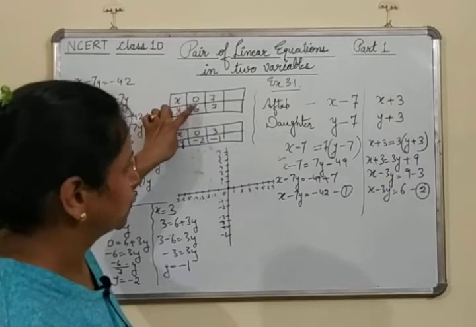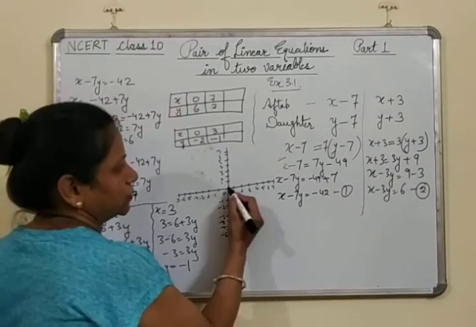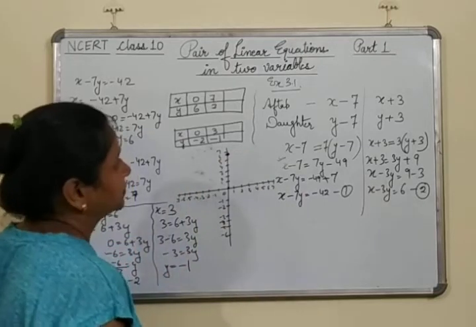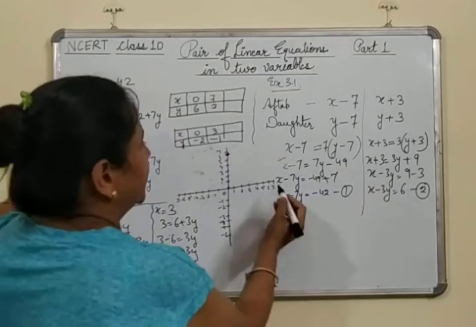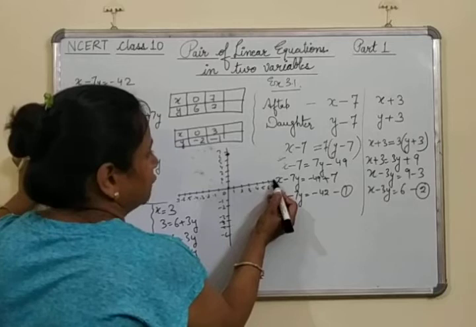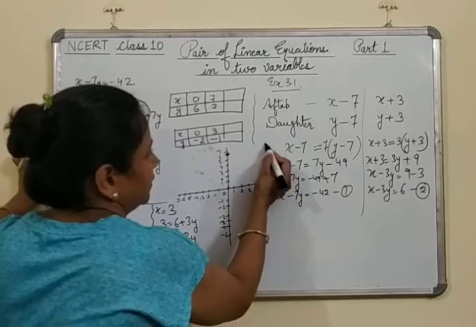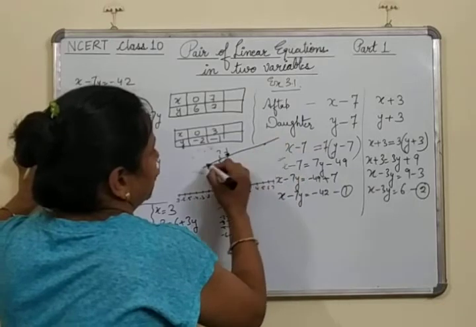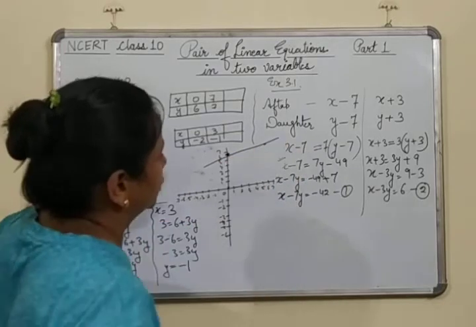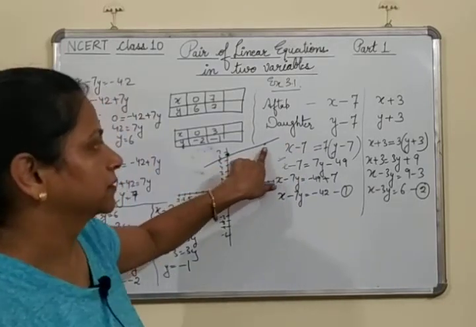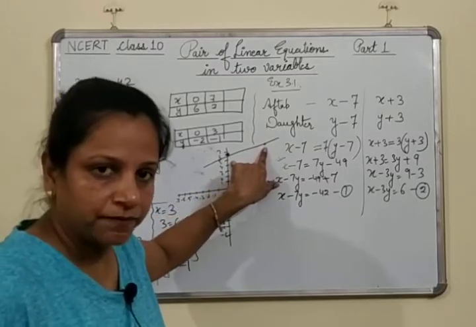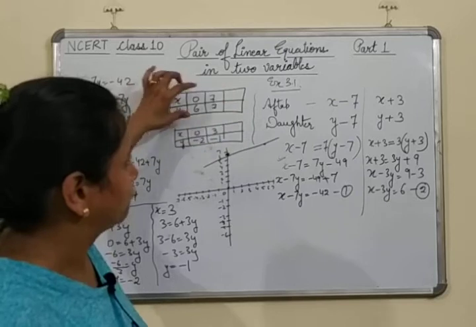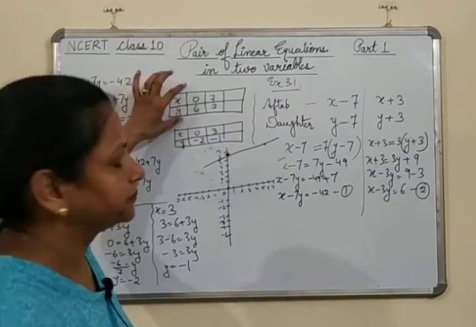Now let us take the first table. When x was 0, y is 6. That means this is the point that you will get for the first equation. Then similarly, when x is 7, y also is 7. Somewhere here the point is. That means with the help of a scale we can join a line, by taking these 2 points together. And you have to take at least 3 points. Okay? So this is the line for the first equation.